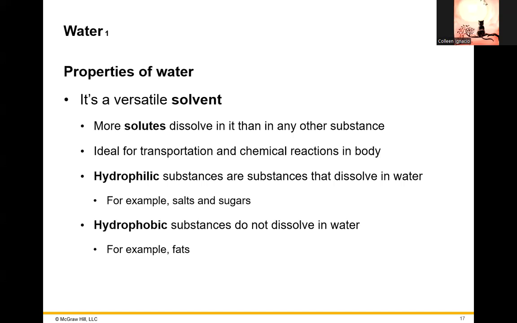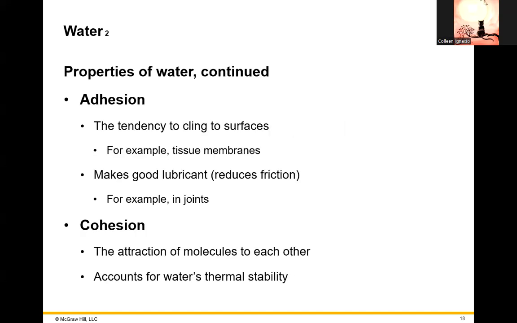So breaking these words down, hydro means water, philic means loving, and phobic means fearing. So hydrophilic substances are substances that dissolve in water, and examples of those are salts and sugars. Hydrophobic substances do not dissolve in water. Again, hydrophobic is water fearing, and an example of that is fats. So hydrophilic, they dissolve in water. Hydrophobic, they are not able to dissolve in water.